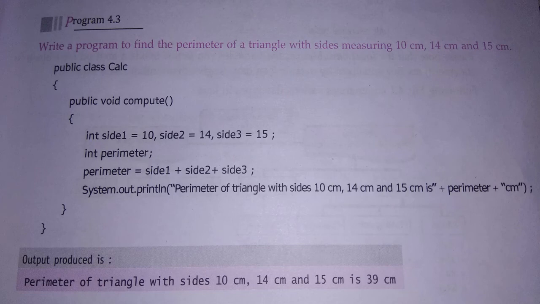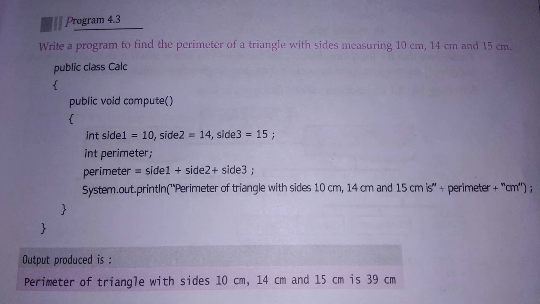Third program is write a program to find the perimeter of a triangle with sides 10 centimeter, 14 centimeter and 15 centimeter. You know that perimeter of a triangle equals the sum of the lengths of all three sides. It means we have to add 10 centimeter plus 14 centimeter plus 15 centimeter.